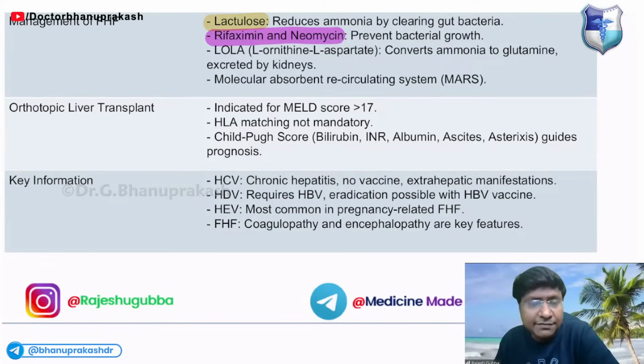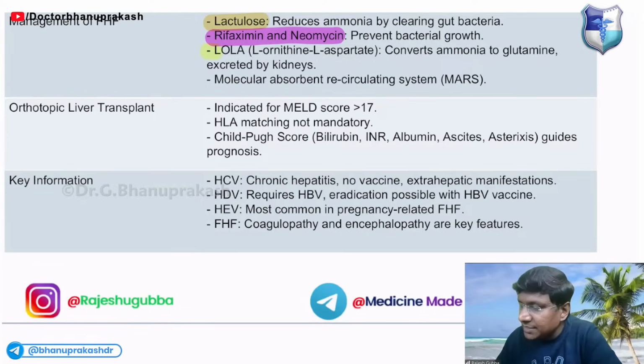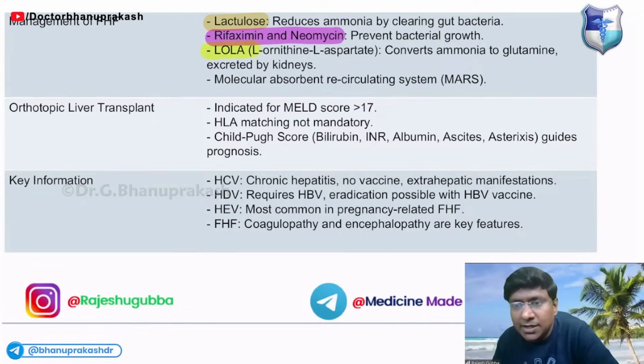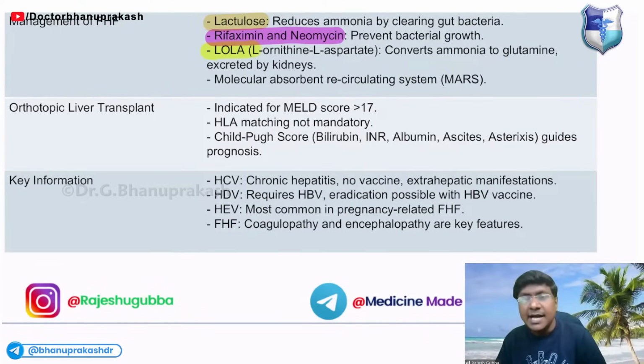Then you should also give the drug which will convert the ammonia to glutamine, and the glutamine is excreted by the kidneys. What is that particular drug? That is LOLA. What is LOLA? That is L-ornithine L-aspartate. It converts the ammonia to glutamine and that glutamine is excreted by the kidneys, okay?